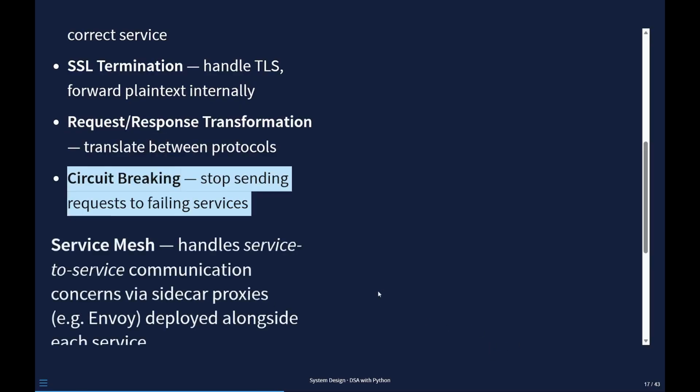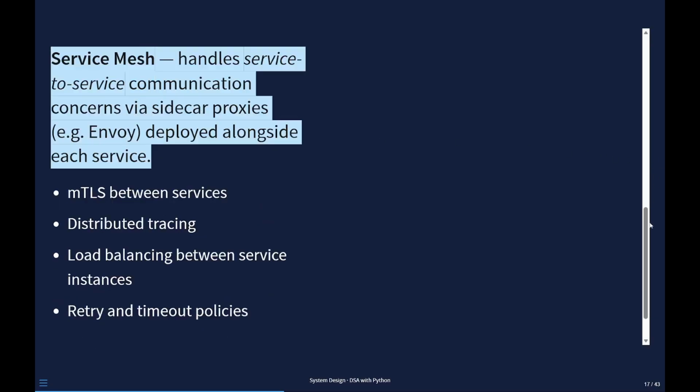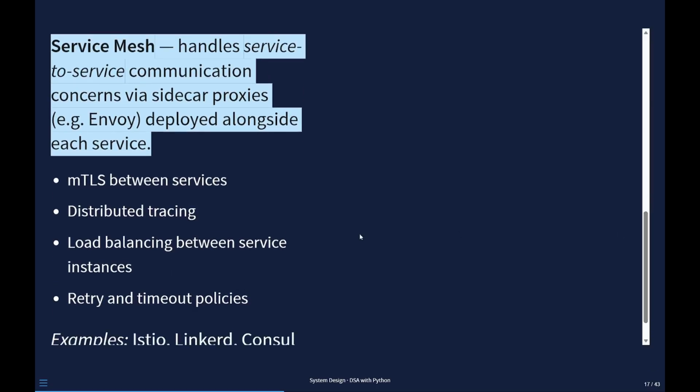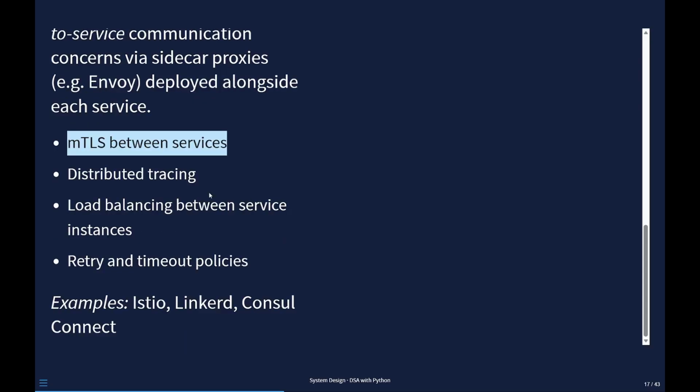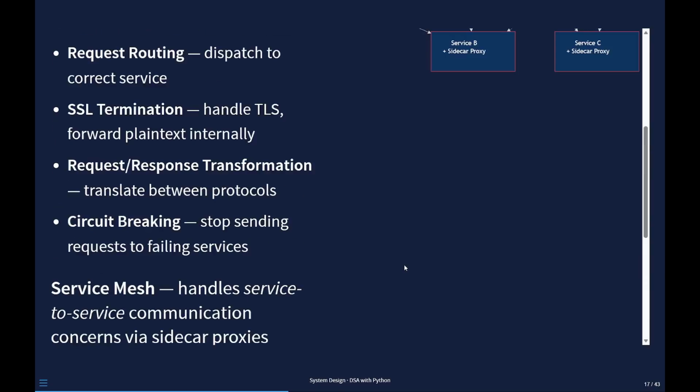The service mesh is different. It handles service-to-service communication within your cluster. Instead of baking network logic into your application code, a sidecar proxy is deployed alongside every service container. Envoy Proxy is the most common sidecar. The sidecar handles mTLS, mutual TLS, so all service-to-service communication is encrypted and mutually authenticated. It provides automatic retry logic, timeout enforcement, load balancing across service instances, and distributed tracing, all without a single line of application code change.